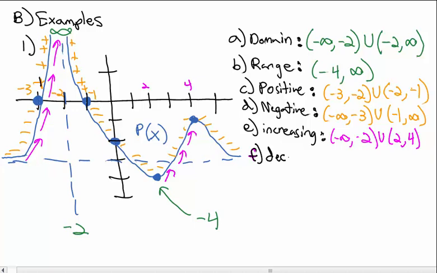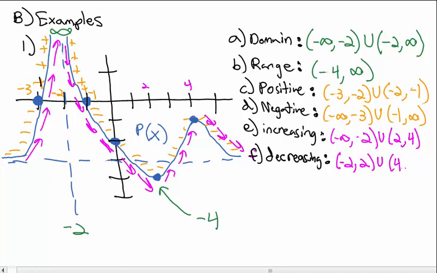So if I ask you when it's decreasing, decreasing must be the rest of it. From that asymptote, it's clearly going down, down, down, down, down, down. So from negative 2 to 2, we always say the x-coordinate, describing its location. Union, it starts going down again from 4 on forever. So 4 on to infinity.